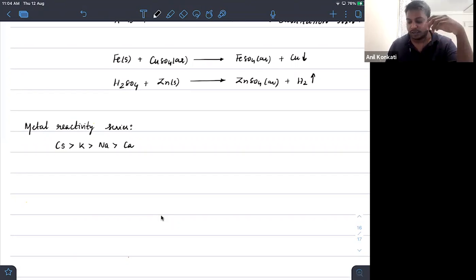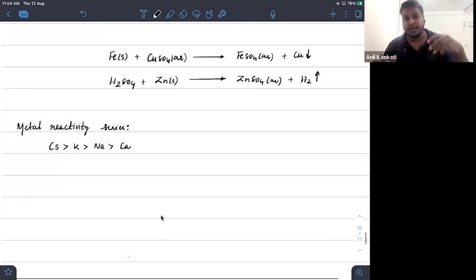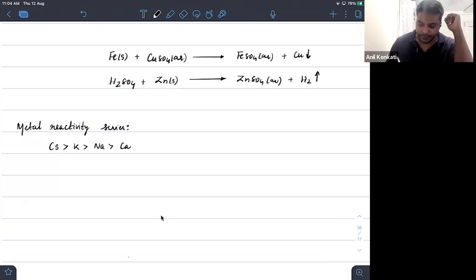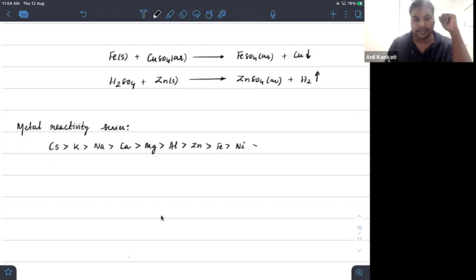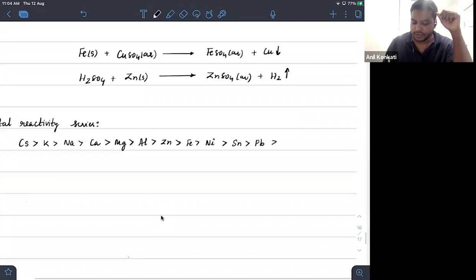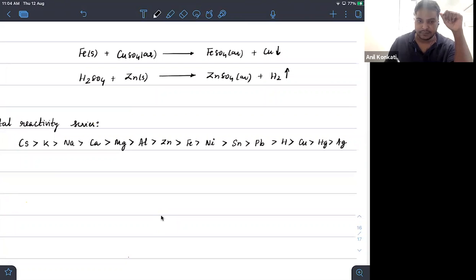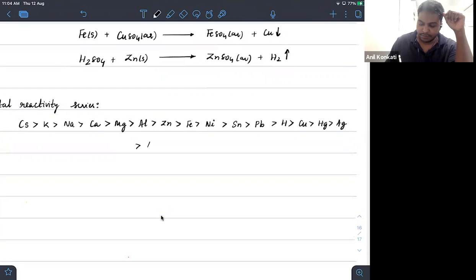ये किसी में भी water में, acid में, base में कहीं पर भी डालो immediately dissolve हो जाए. Okay. And next comes magnesium. Got it? Then it is aluminium, then zinc, iron, nickel. After iron, it is nickel, then tin and lead. Then comes hydrogen. Okay. After that, we have copper, mercury, silver, okay, gold, and platinum.